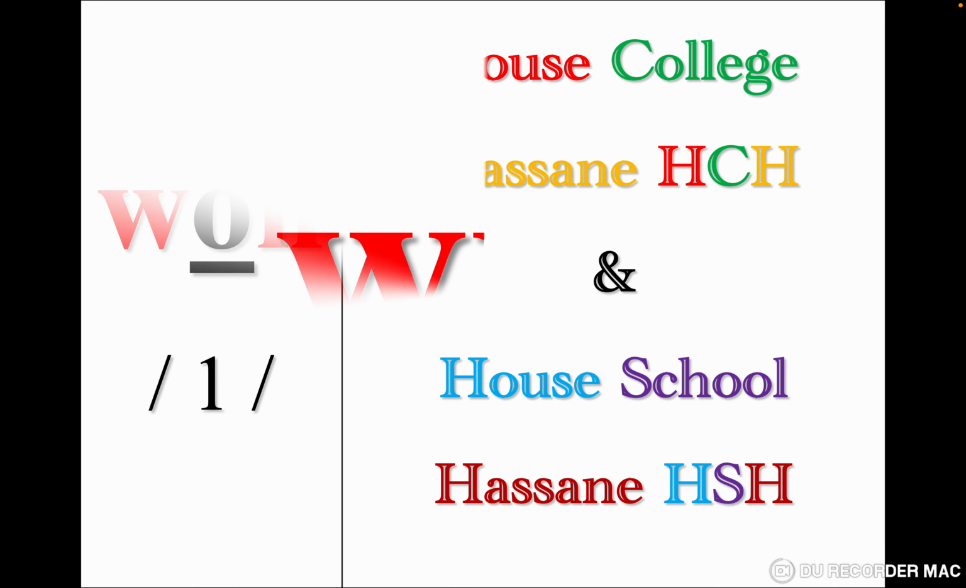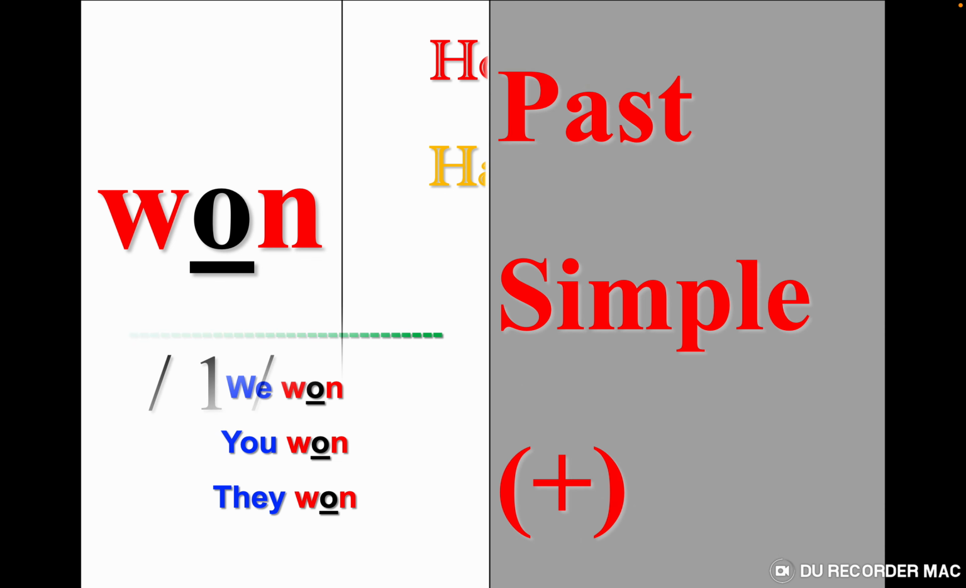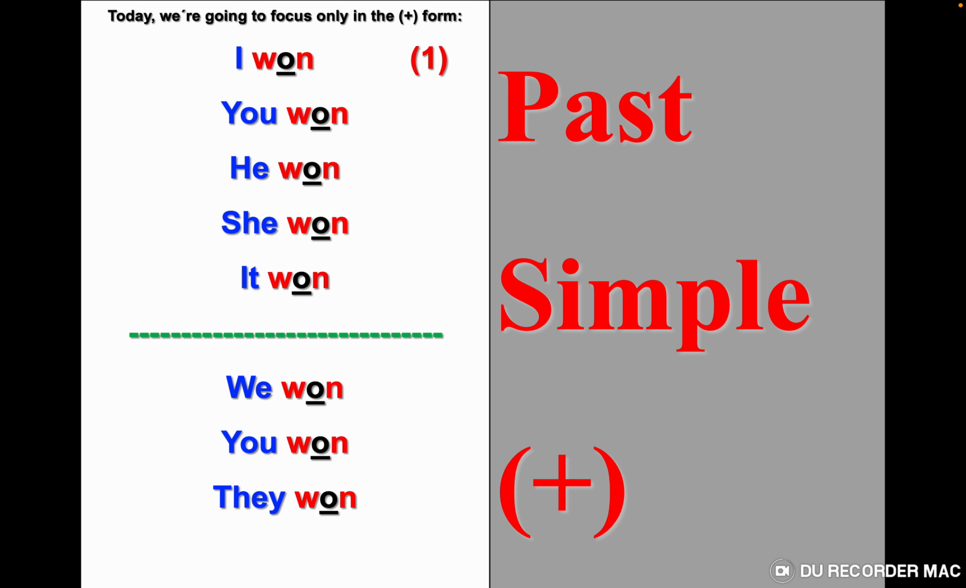Let's continue. Win. So the past we are going to change I to O, but there is a problem. The students pronounce it like won. It's not pronounced that way. We pronounce it like the number one. So remember, the past of win is written W-O-N, but it is pronounced like the number one. I won. You won. He won. She won. It won. We won. You won. They won.